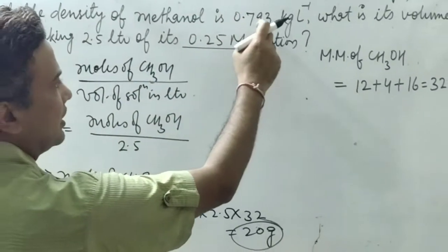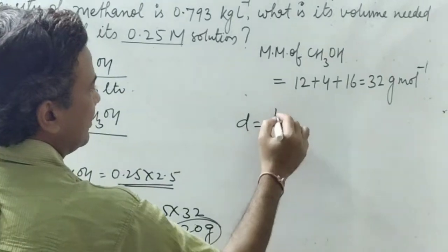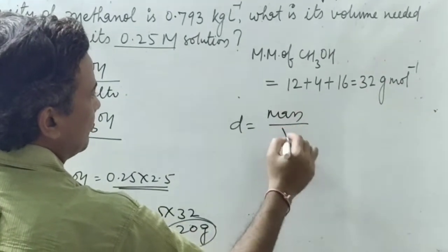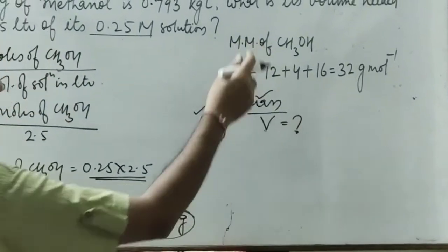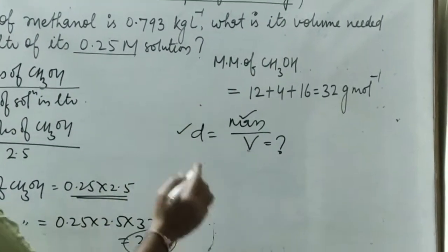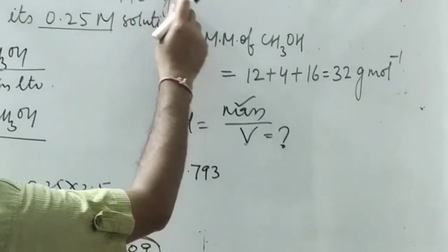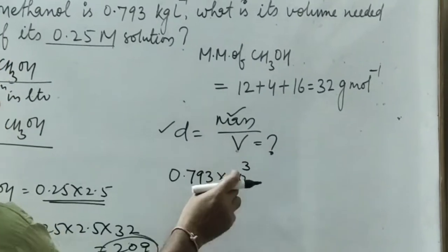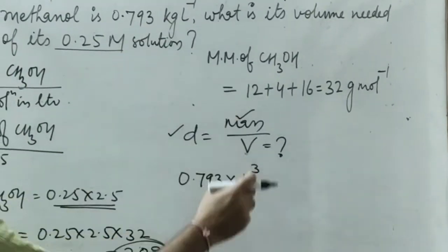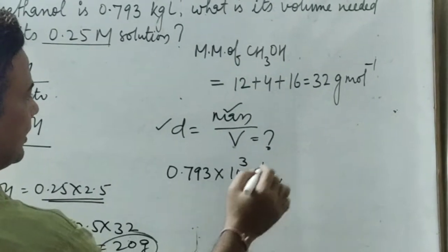Density of methanol is given, 0.793. Again, using the formula of density, density is mass upon volume. Density is known, mass is known, and you have to find out the volume of methanol required. So putting the value, density is 0.793 kilogram per liter. It is converted into gram per liter by multiplying with 1000. Kilogram converted into gram, it would be gram per liter.